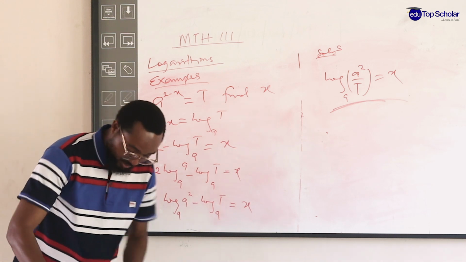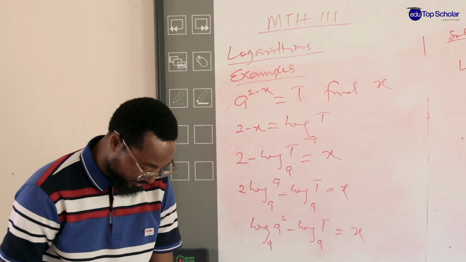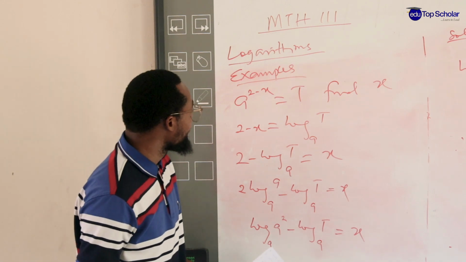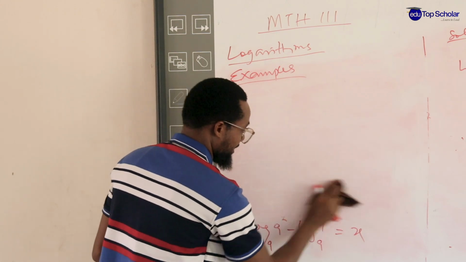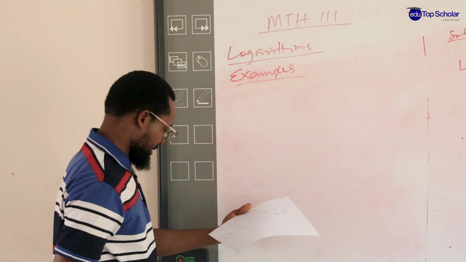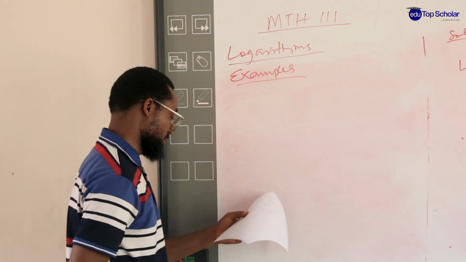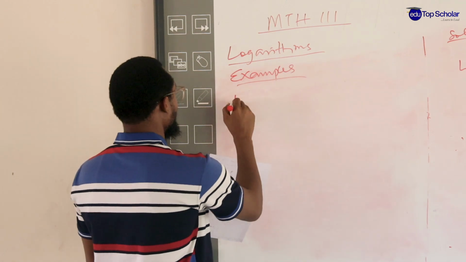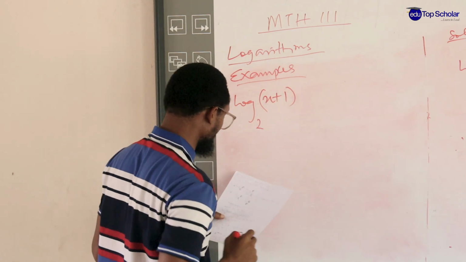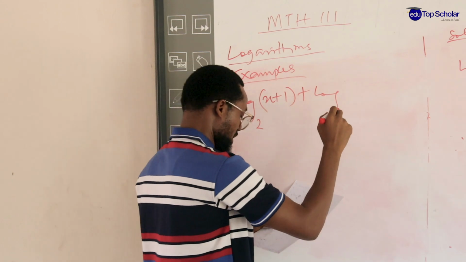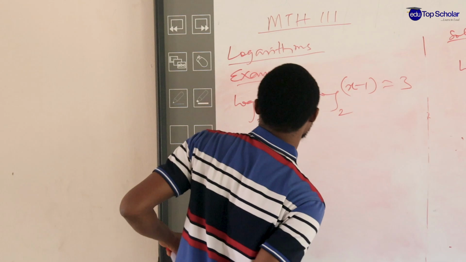Now let's take one or two more logarithmic equations and solve. Another question that I would like us to look at here is given as: log of x plus 1 base 2 plus log of x minus 1 base 2, all of this equals 3.